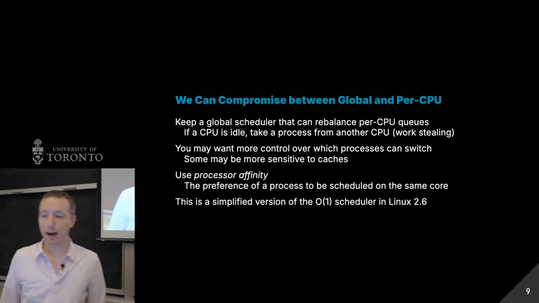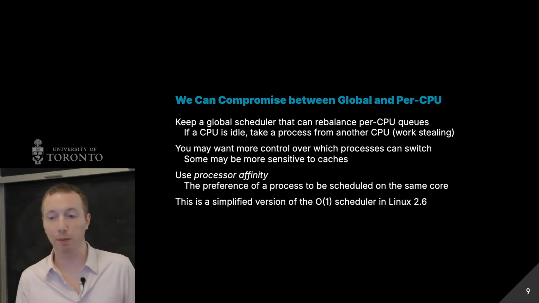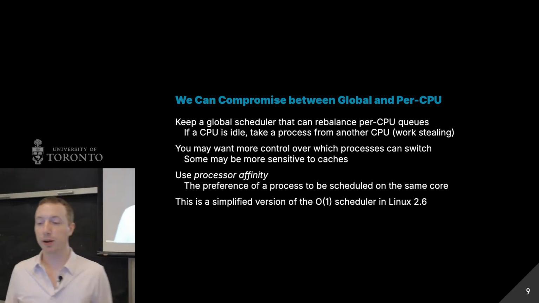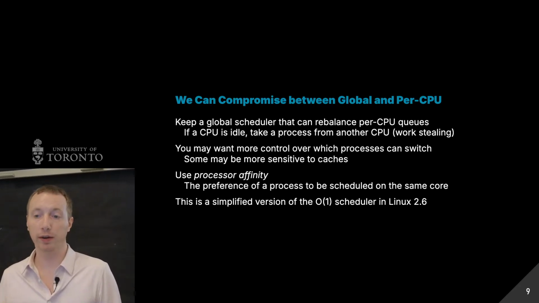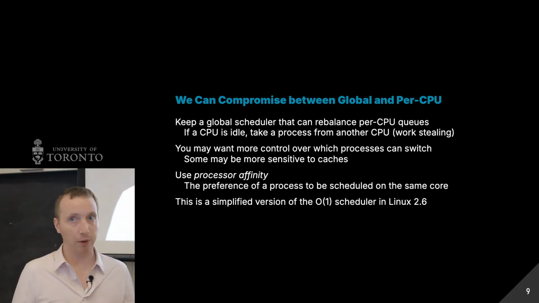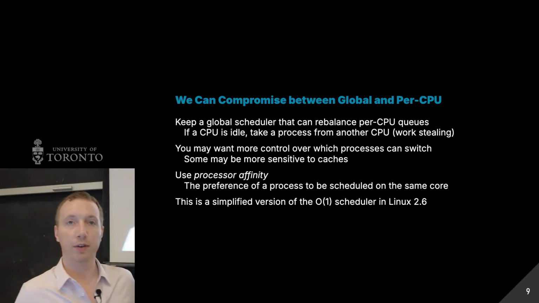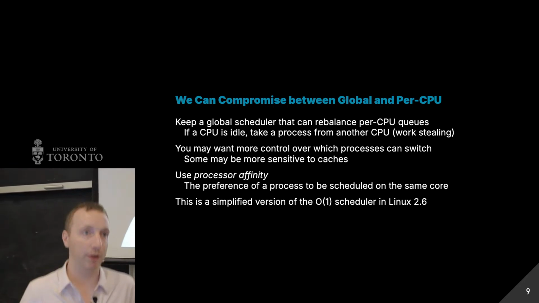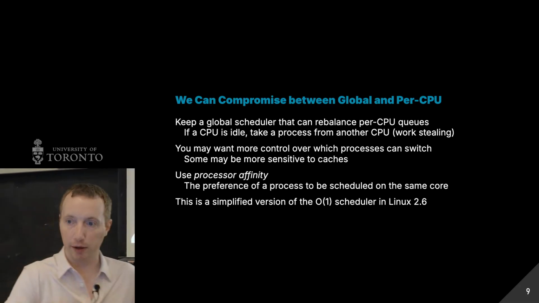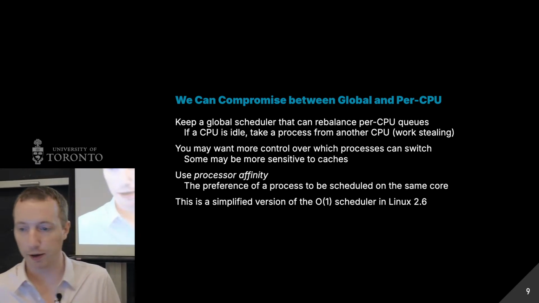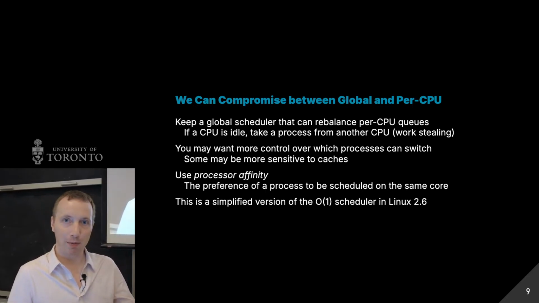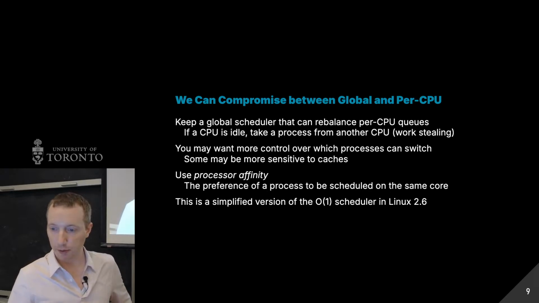So we could fix this. Straightforward is we can have some type of compromise between that global and per CPU scheduler. We can keep a global scheduler whose only job is to rebalance the queues on a CPU. So if it sees a CPU is idle, like in that case before when core 1 wasn't doing anything anymore, it can just steal a process from another CPU, which is called work stealing. It says, hey, you have 2 long-running processes, I'll steal one of them and put it on core 1 that's otherwise idle.